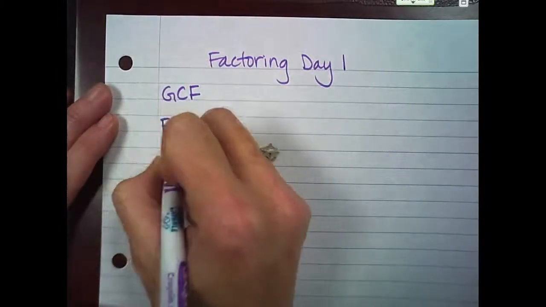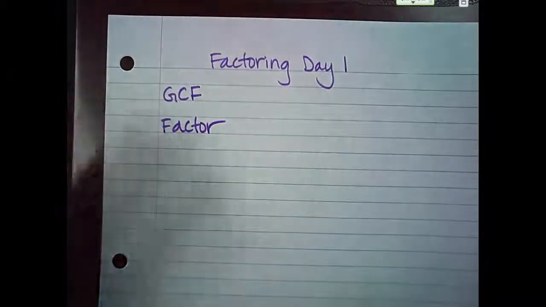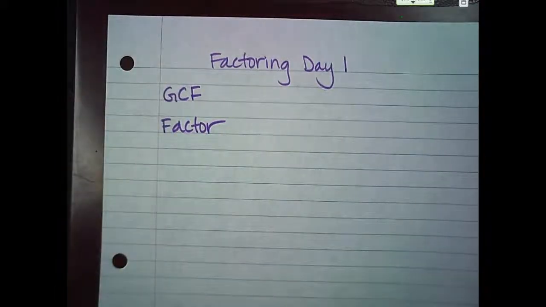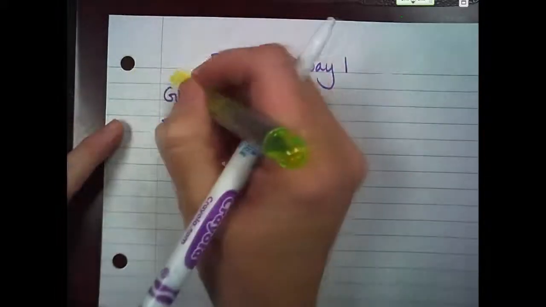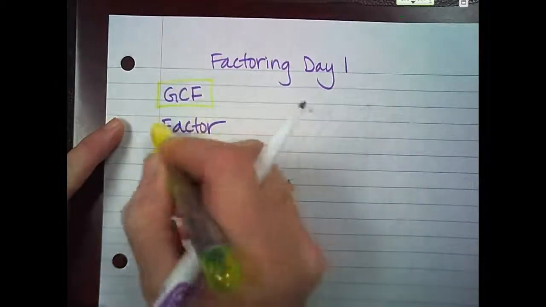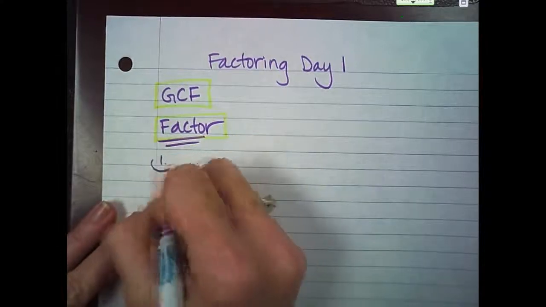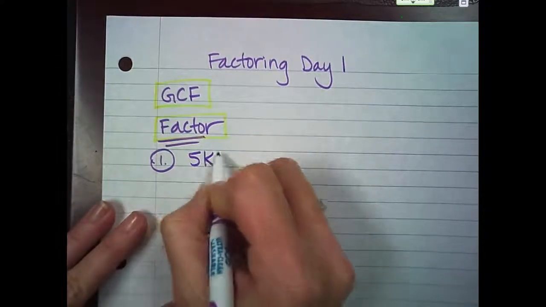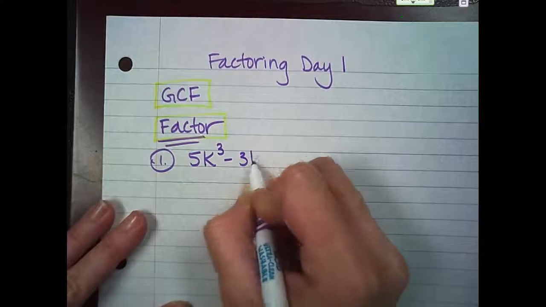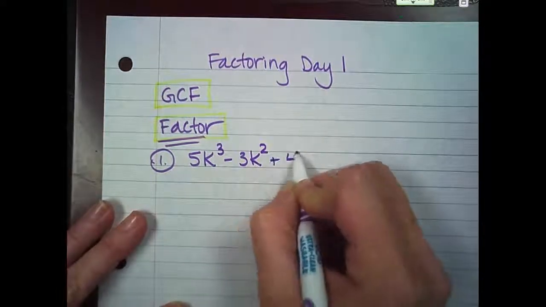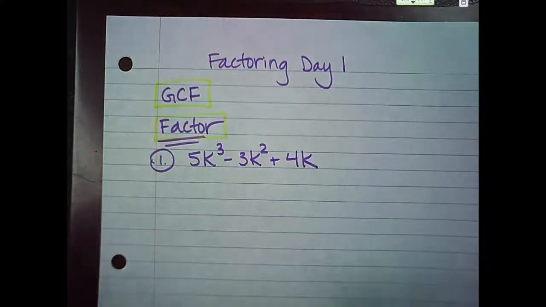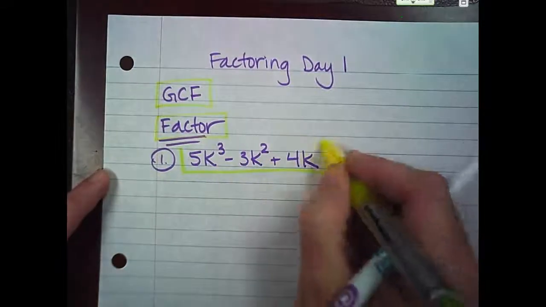So the directions are to factor using GCF. (5k³ minus 3k squared plus 4k). Now here's a common mistake that kids make on this problem.